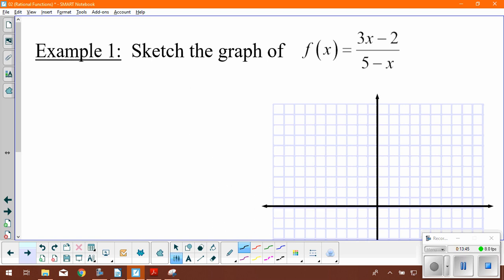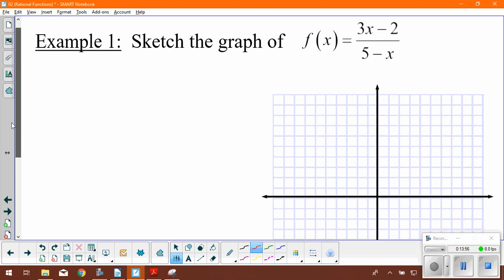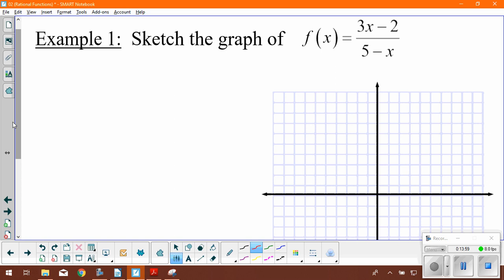Okay, so finally, we're going to put this all together to do sketching of some graphs here. So f of x equals 3x minus 2 over 5 minus x. If we want to use the shortcuts from yesterday, the first thing we should note is that our denominator is reversed. So I have 3x minus 2 over negative x plus 5. Now we can just apply those shortcuts we used yesterday, right? So we'll start with the vertical asymptote. My vertical asymptote is going to be 5.